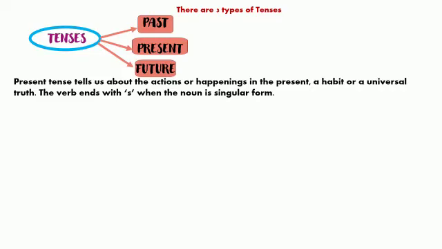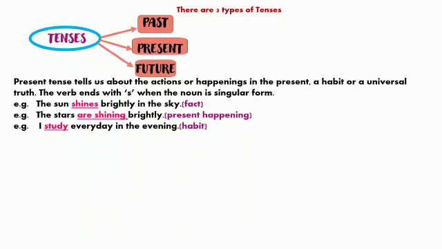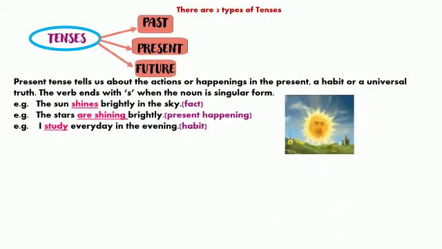The verb ends with S when the noun is singular form. Now it's difficult to understand what I have written there. We will clearly be able to understand when we have a look at these examples. Here they go. The sun shines brightly in the sky. So as we know that the sun is the body that gives us heat and energy, and it is shining in the sky. It is a truth. It is a reality. And you cannot imagine even a single day without the sun shining. So we know it is a fact. So you know that the sun is shining. So that's the first one.